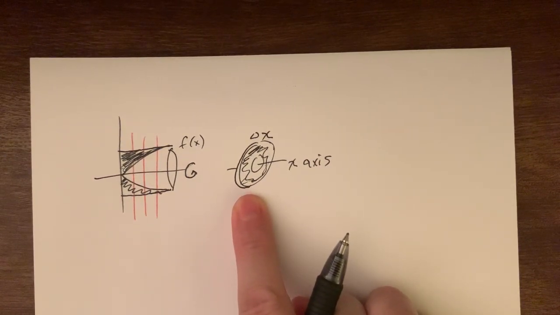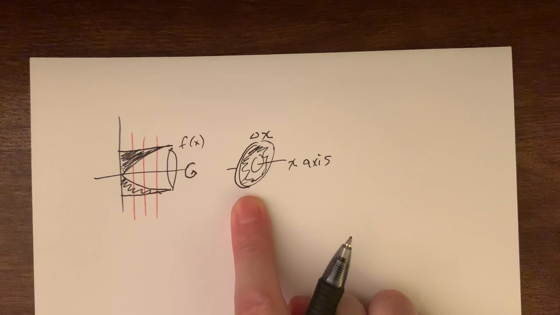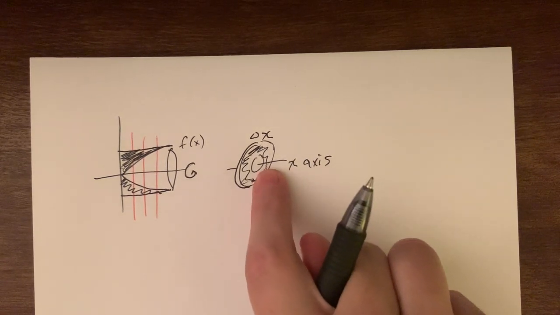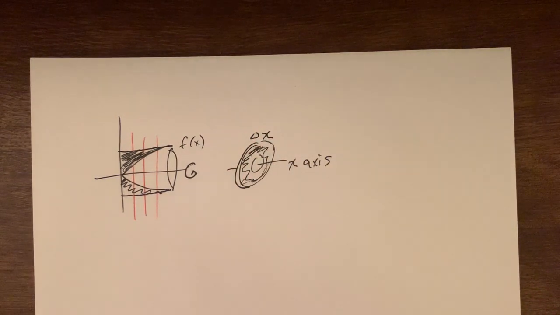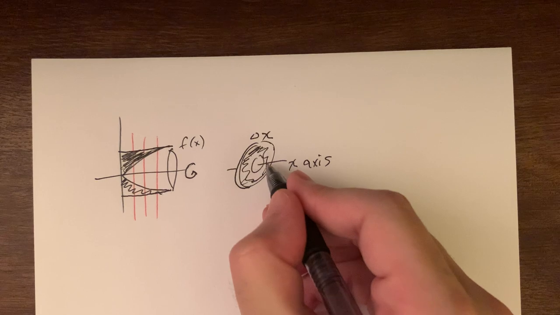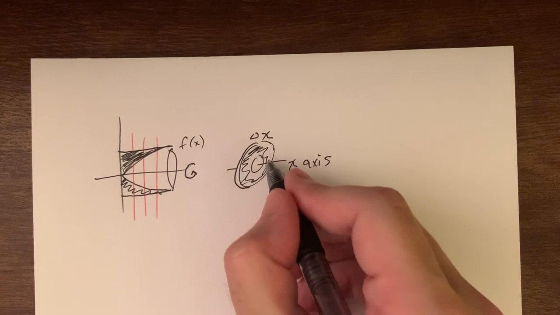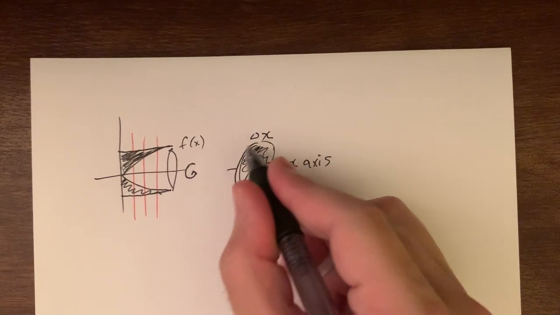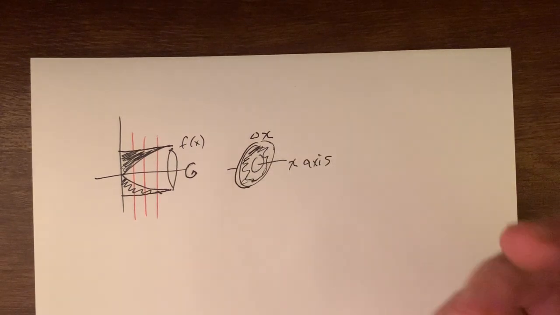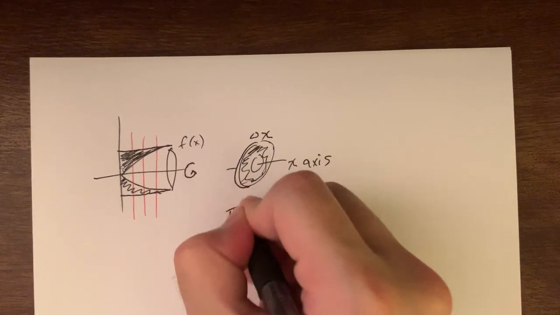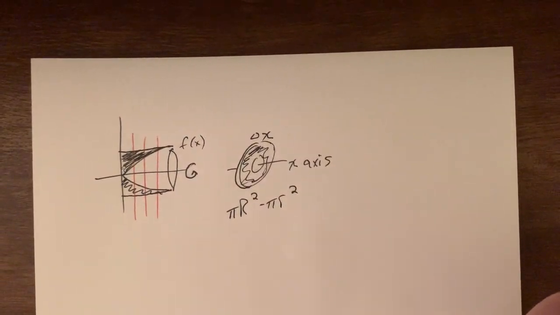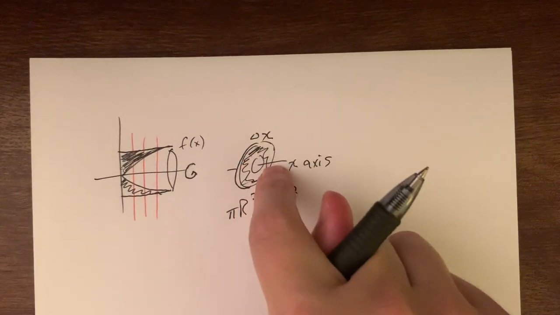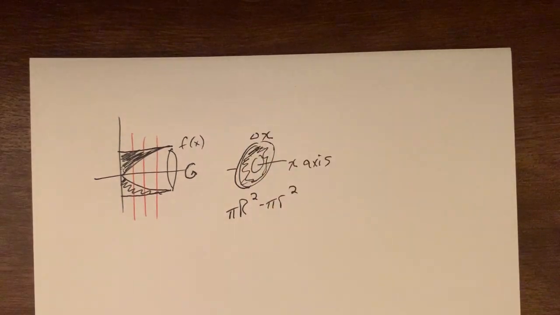The disc was completely solid, so we just did pi r squared. The washer has this empty hole. It's a big circle with a little empty circle in the middle. So to get the area, technically this is called an annulus. To get the area of this annulus, you take the area of the big circle minus the area of the little one. So we set this up as pi capital R squared minus pi little r squared. That gives me the area times my thickness.